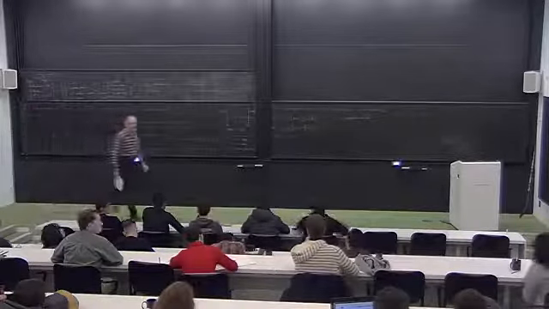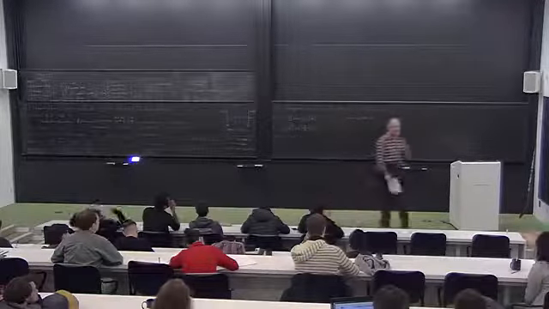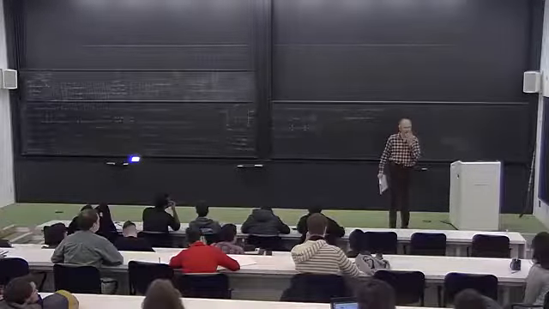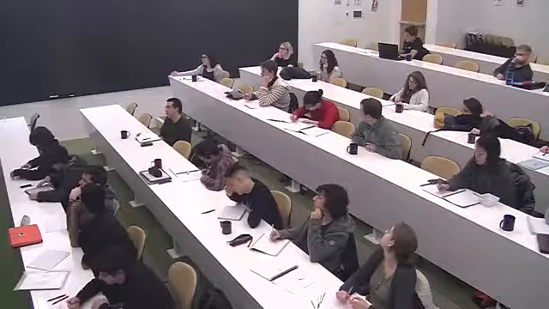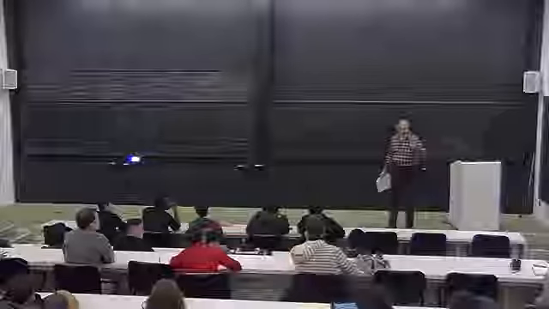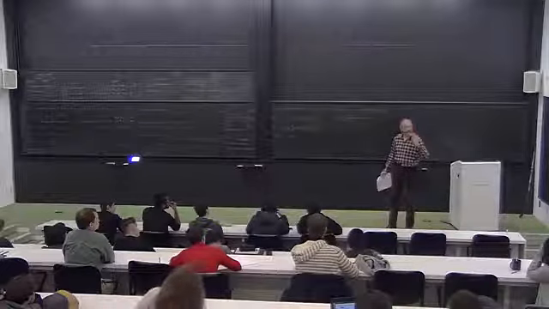Yes? If we know the measure in Lorentzian spacetime, the measure on phi, is there a way to know the measure in the Euclidean? Yes, I'm going to discuss that a bit later. Good question. I'm just going to explain what is the measure in the case of discretized spacetime.